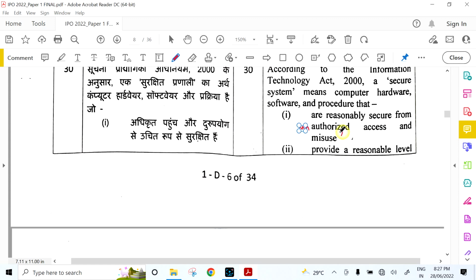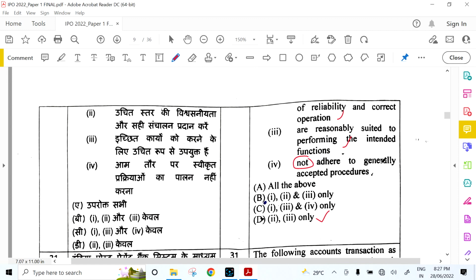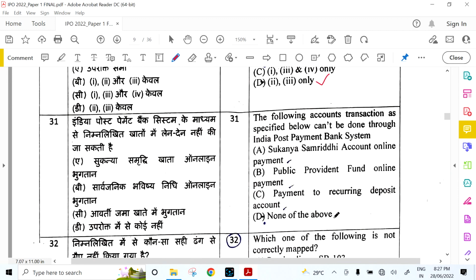So these two are wrong. These two are wrong. These two are correct. So the answer is D. 2 and 3 are correct.